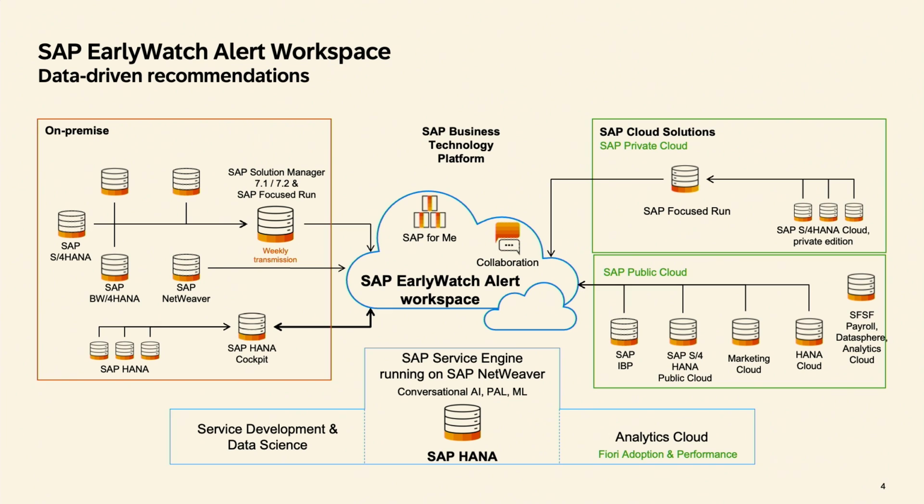Then we have on the right-hand side the cloud solutions. On the top, the private cloud operated by SAP, enterprise cloud services, and they operate a central Focused Run system, and all the production systems are connected to this Focused Run system. In the last couple of weeks, we have also connected the test and development systems for the private cloud via the Focused Run to our EarlyWatch Alert workspace.